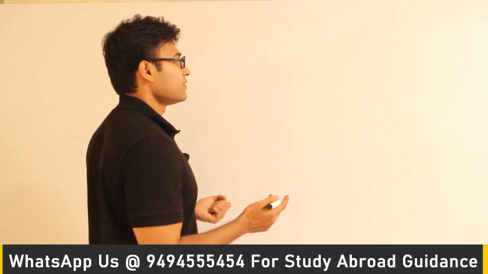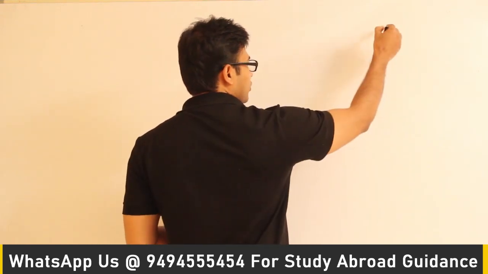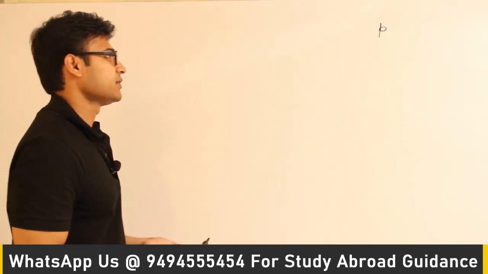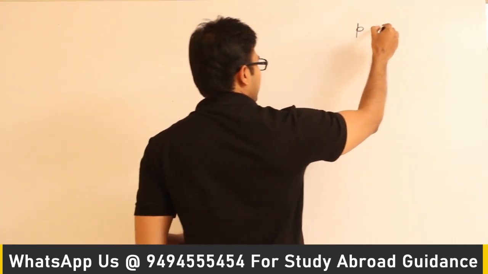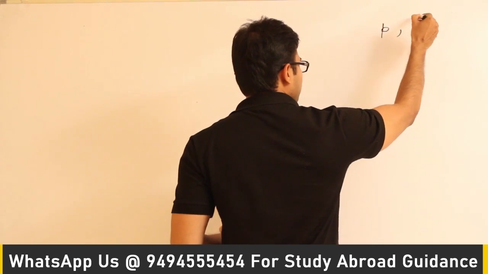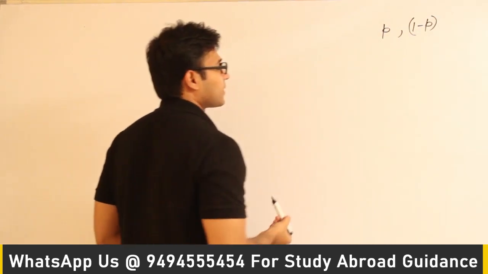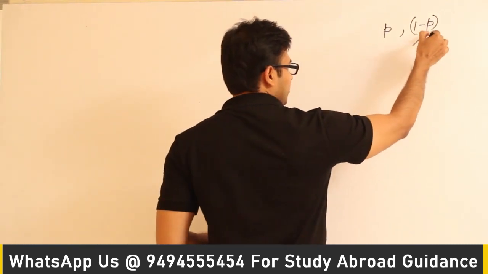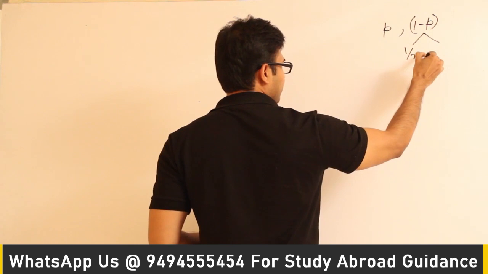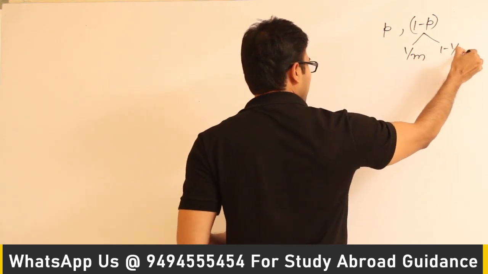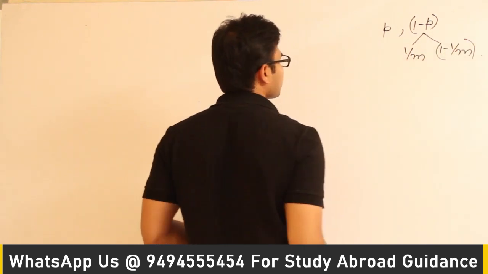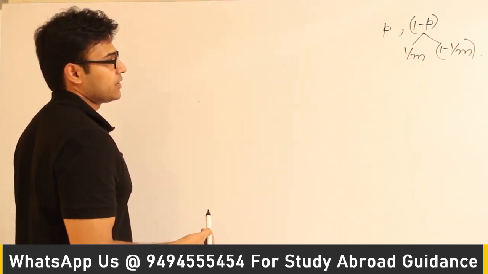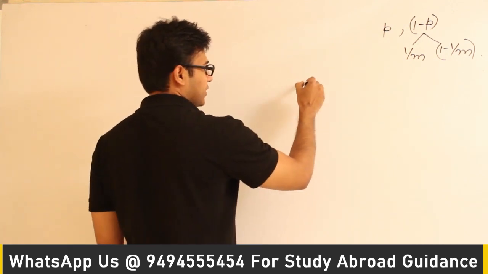So the question is like this. A student knows the answer by probability p, and if she knows it, she will answer it correctly, and she guesses the answer with probability 1 minus p, right? If she guesses, the answer will be right with probability 1 by m, and it will be wrong with probability 1 minus 1 by m. Earlier we have found out what is the probability that she answers it correctly.